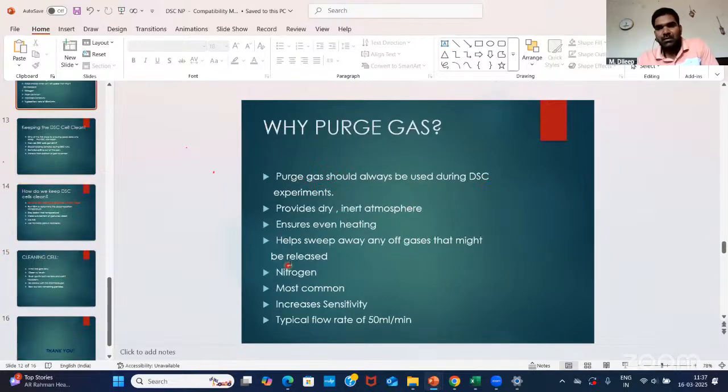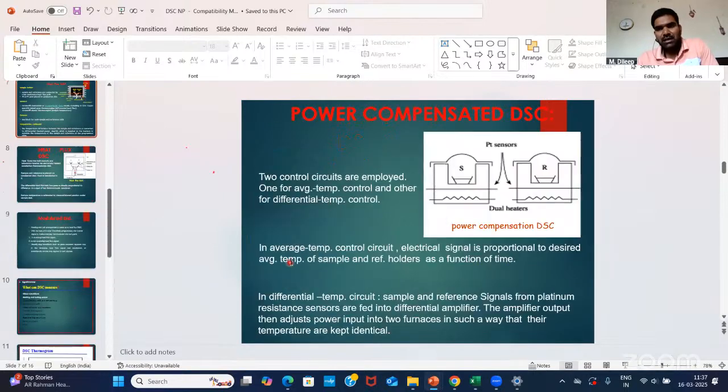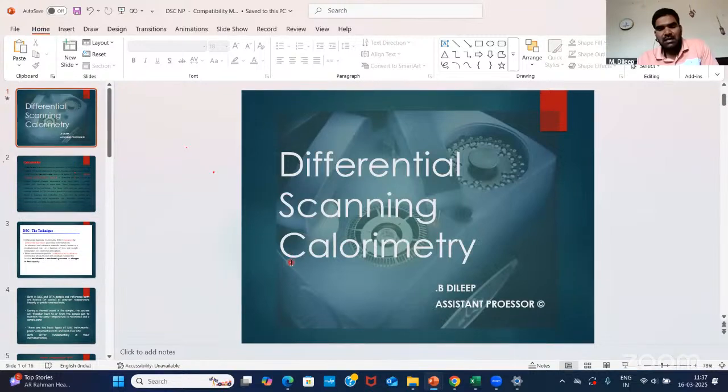So what we have discussed today is differential scanning calorimetry and also thermogravimetric analysis. In the thermogravimetric analyzer, we have seen that with the change in temperature, there will be a weight change, so that we can measure the weight of the sample with change in temperature or time.